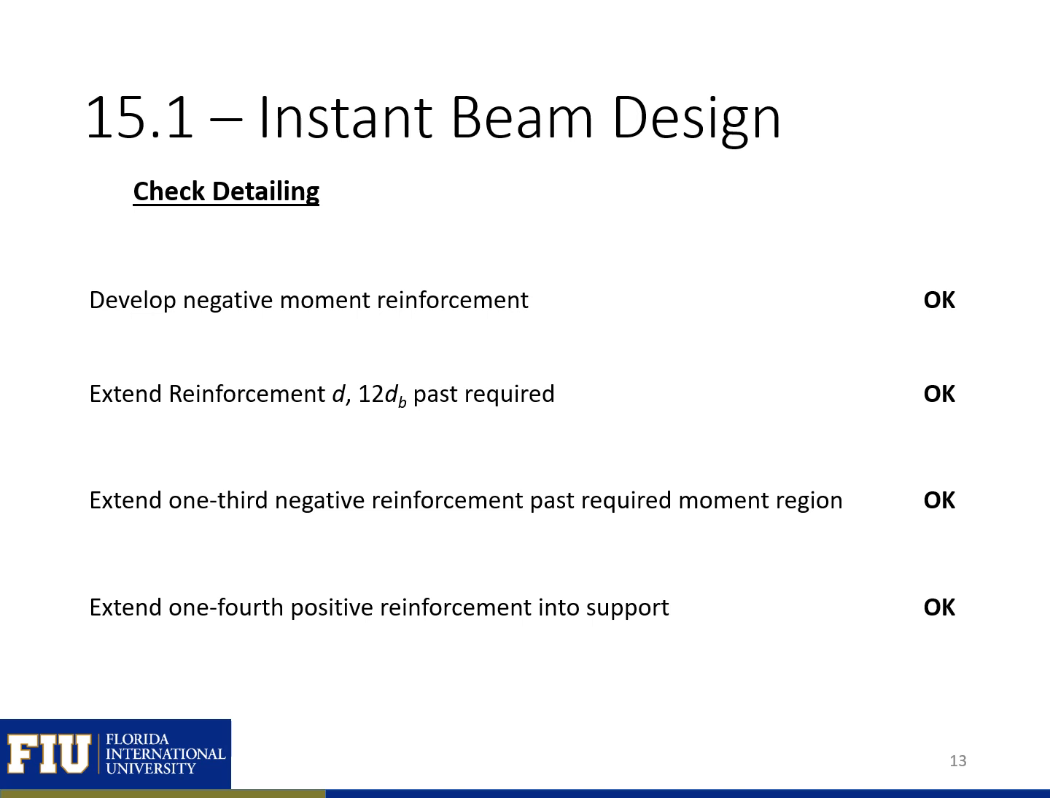Some other common detailing checks. We need to make sure that we develop the negative moment reinforcement, which we do if we extend the reinforcement 1/4 past the column. A common detailing check is to extend the reinforcement 12 db past what's required. So we're doing that. Extend 1/3 of our negative reinforcement past required moment regions. So we're extending a half of the reinforcement past, so that's okay. And extend 1/4 of our positive reinforcement into the supports, which we're doing here.